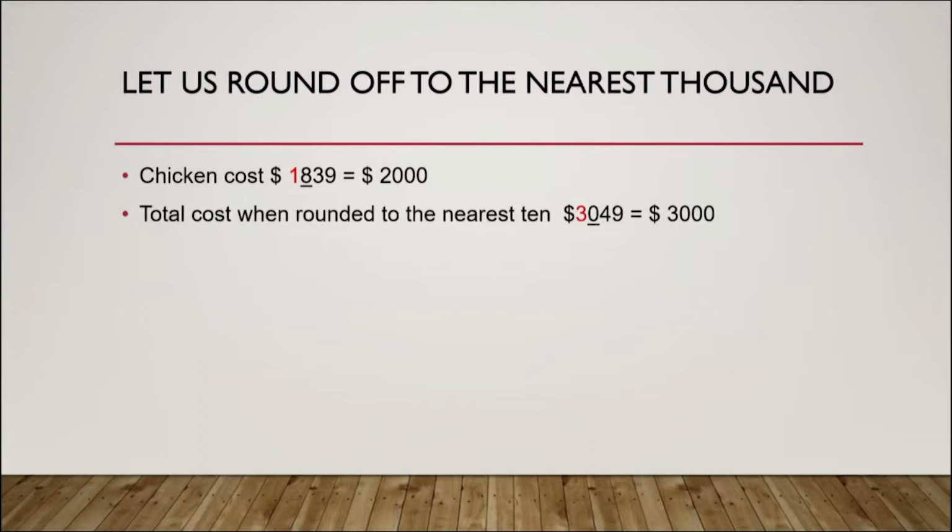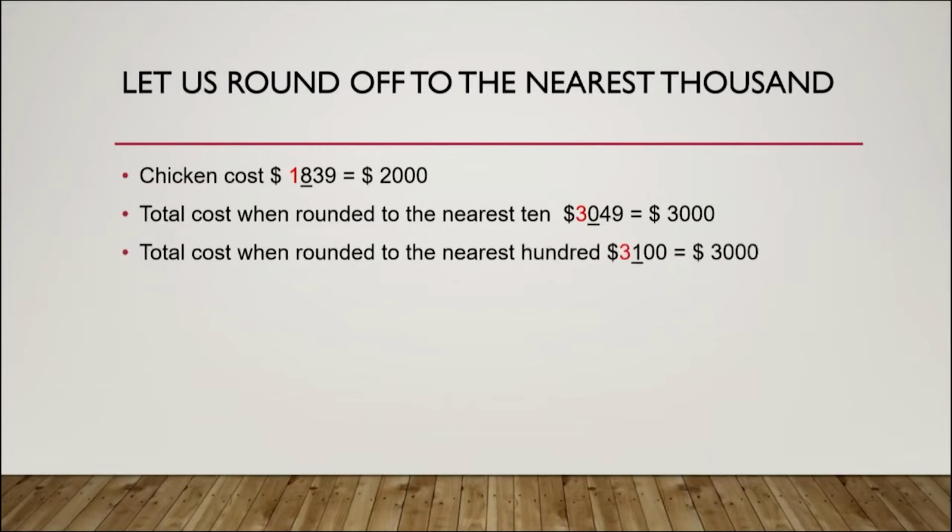If you look at the digit in the thousand place, it's 3. And then the digit in the hundred place would be 0. So you're clearly going to round down, giving you 3,000. And think about it, $3,049 is closer to 3,000 than 4,000.